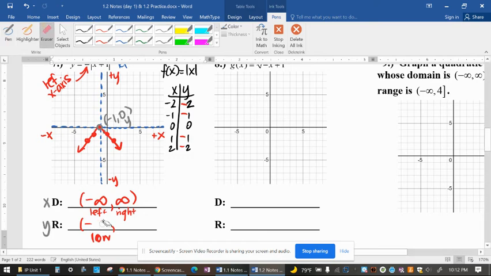And kids, as you can tell, sometimes my infinity symbols look a little crazy, so don't feel bad if your infinity symbols look funny. Okay, so the highest y value is 0. You always want to go from lowest to highest.